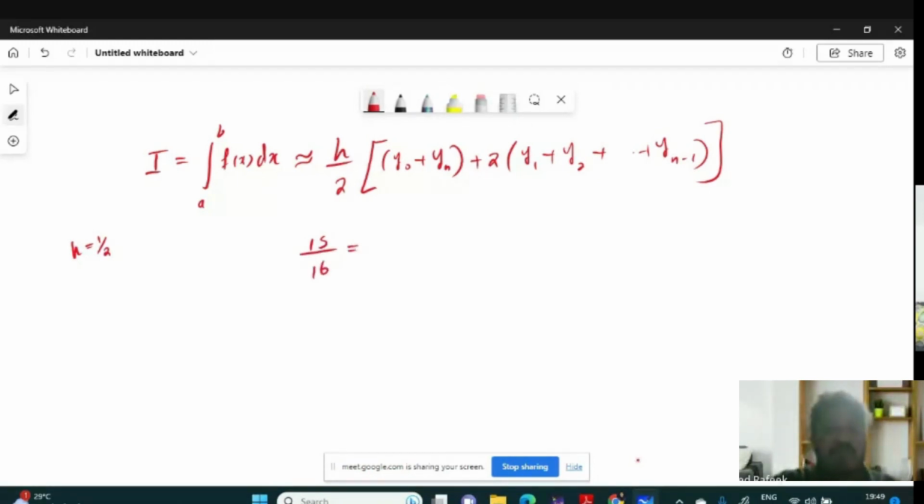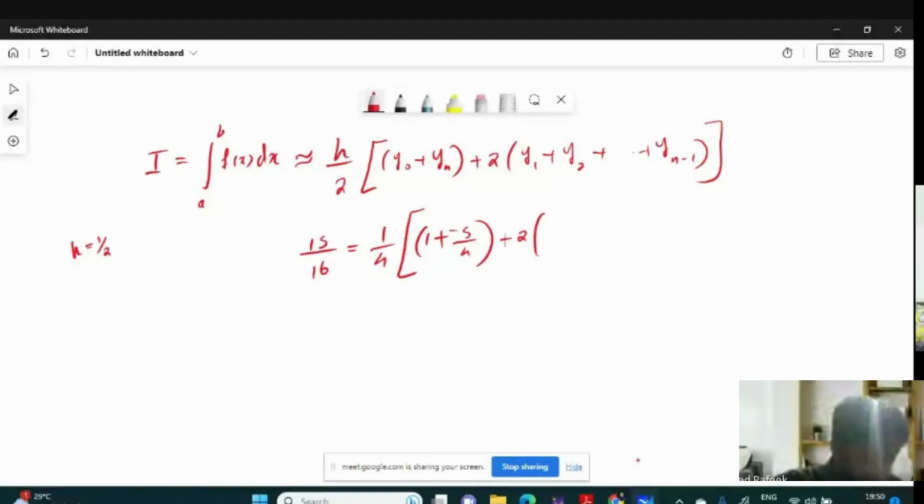That is equal to 1 by 2 into 1 by 2, that means 1 by 4, times y0, the first value, that is 1, plus yn, the last value, that is minus 5 by 4, plus 2 into y1, y1 is a, and y2 is 0. See, the first value is y0, the second value is y1, the third value is y2, and the last value is y3, corresponding to x0, x1, x2, x3.